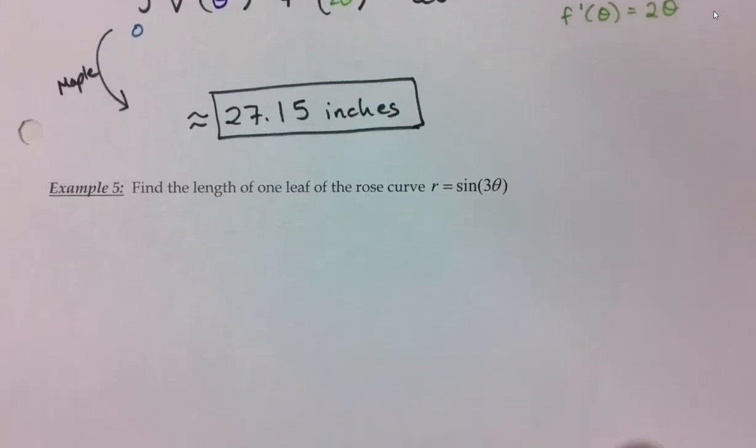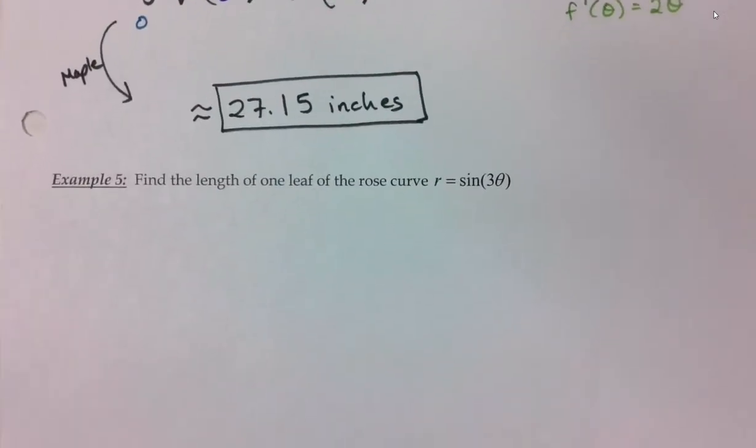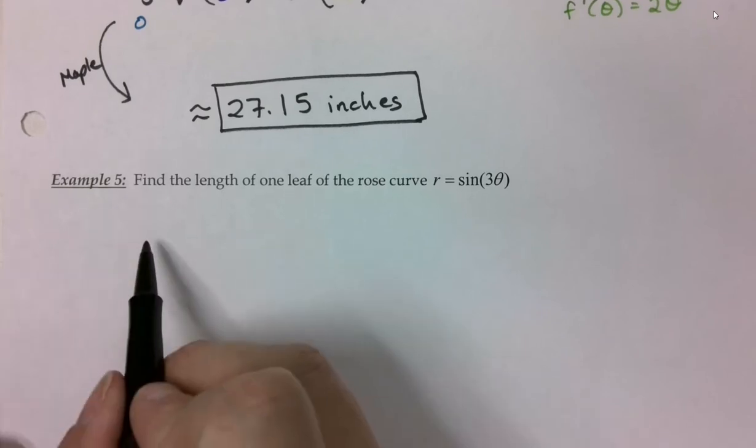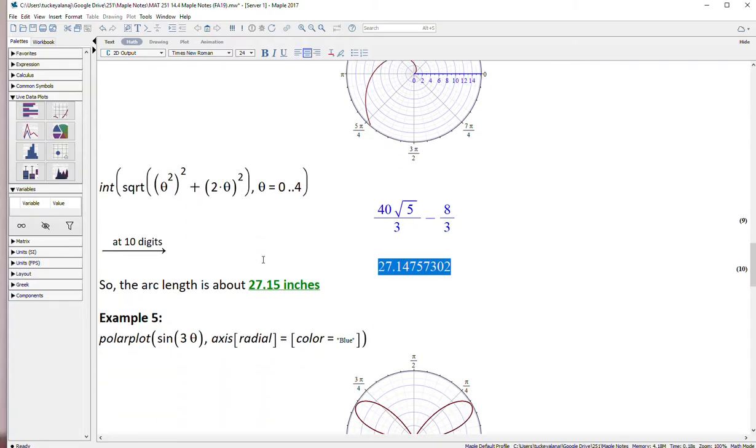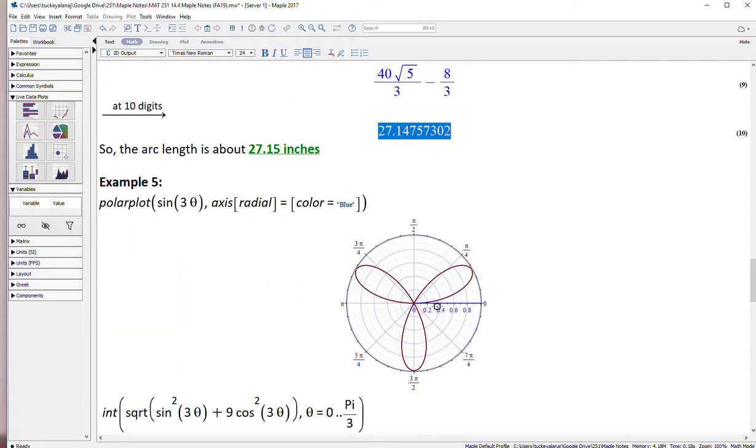All right. So what if they don't give you the limits of integration? The one above was rather obvious because they gave us the limits of integration. But what if they don't? Well, that's going to make things more interesting. So when you look at the polar plot on this, you're creating a 3-leafed flower, a 3-petaled flower. So sine of 3 theta.